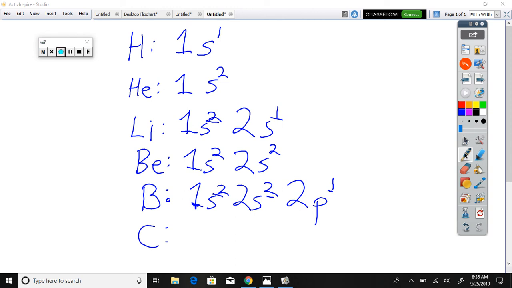Carbon has everything the same, has all this stuff, but instead of 2p1, it's 2p2. Okay? Miriam, Mariah, nitrogen. What do you think nitrogen would be? Everything the same, except the end is, you say 3? 2p3? 2p3 is correct.